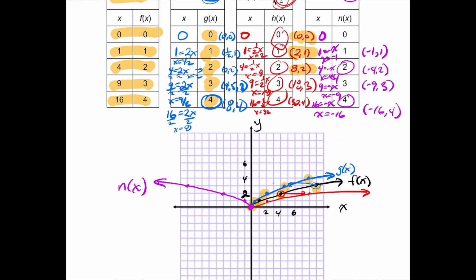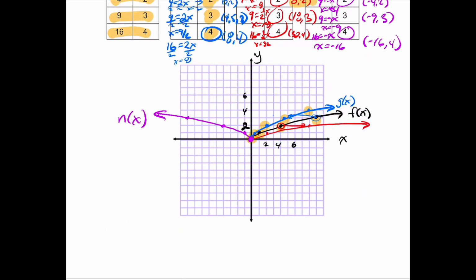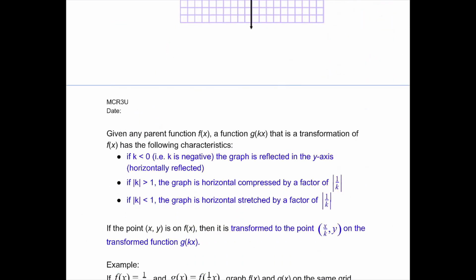Okay, so hopefully this was a good enough example to sort of highlight what's happening when we multiply a number to x. We're actually going to get a horizontal stretch or compression. And if the number that we're multiplying to x is also negative, then we're also getting a horizontal reflection as well. So let's summarize.